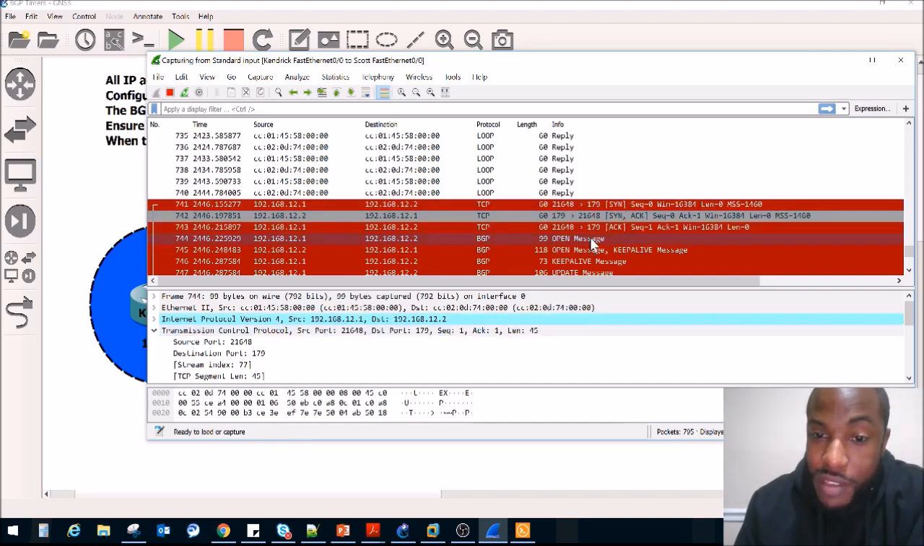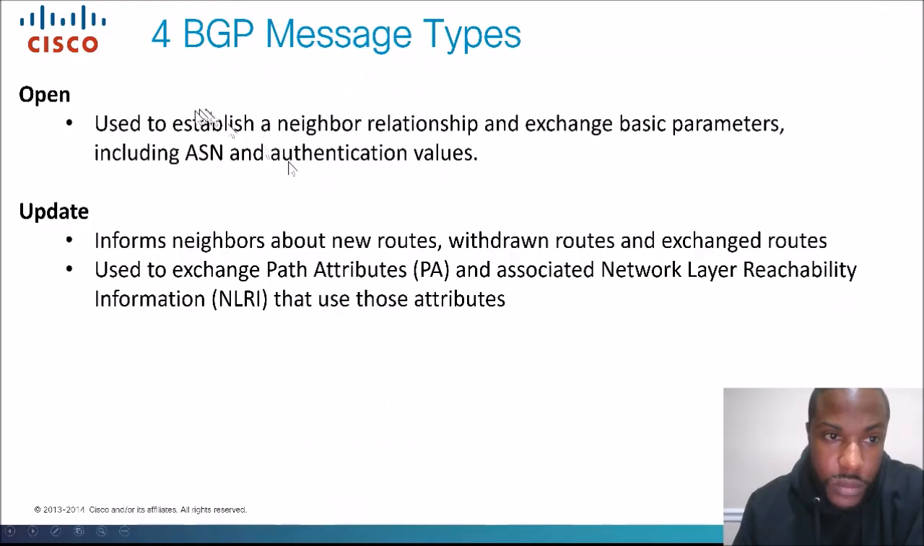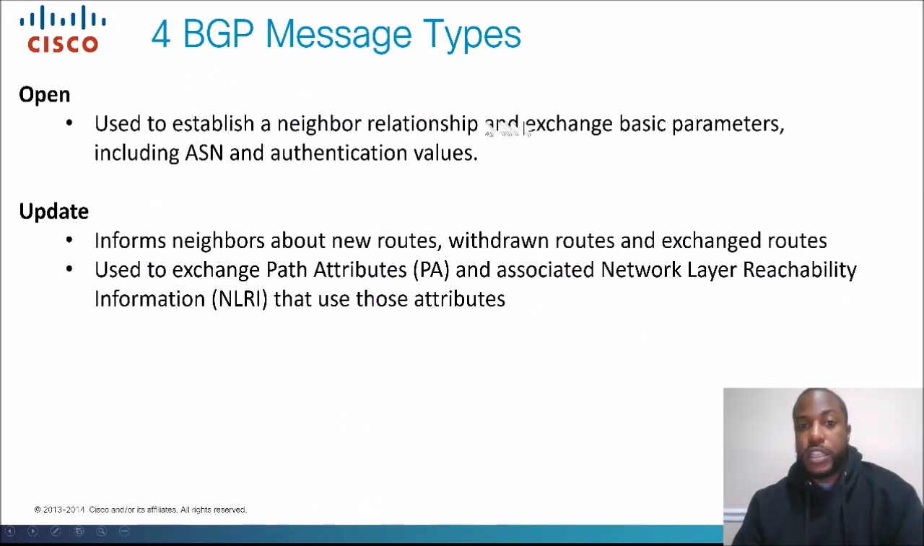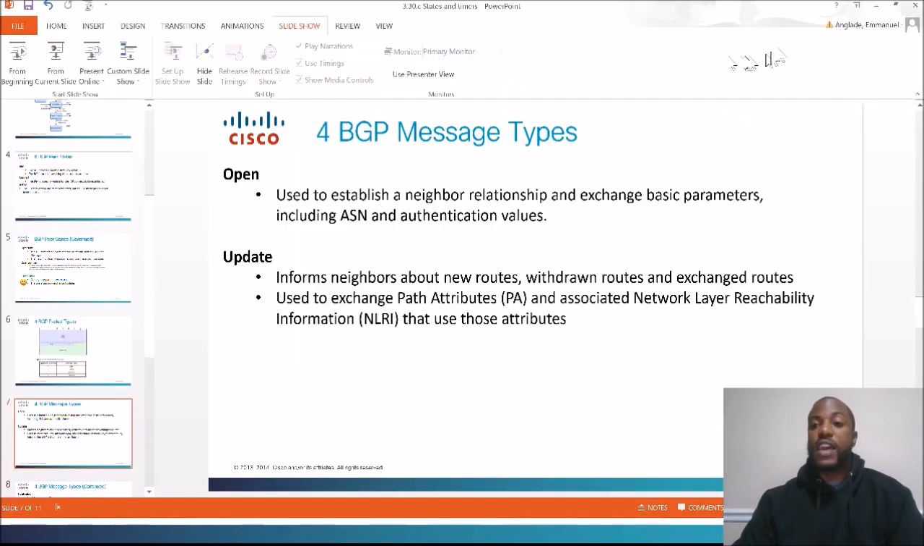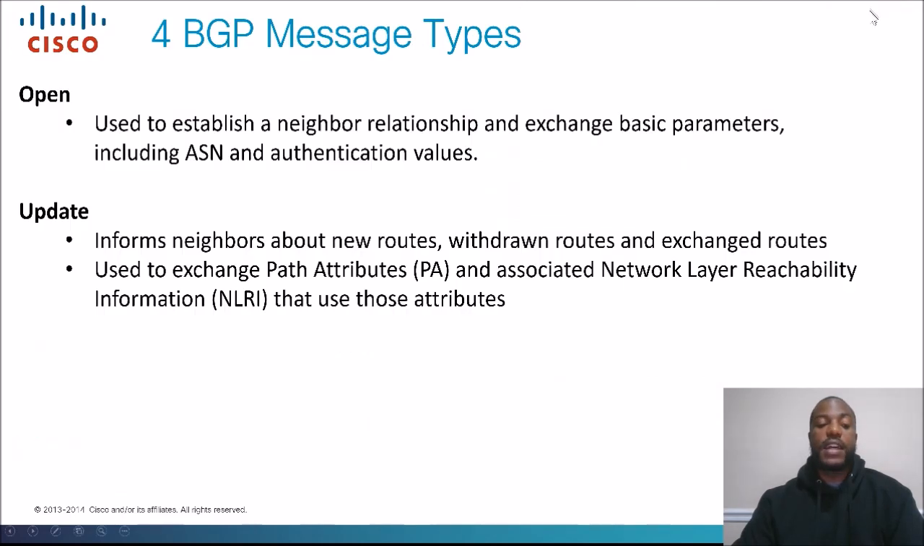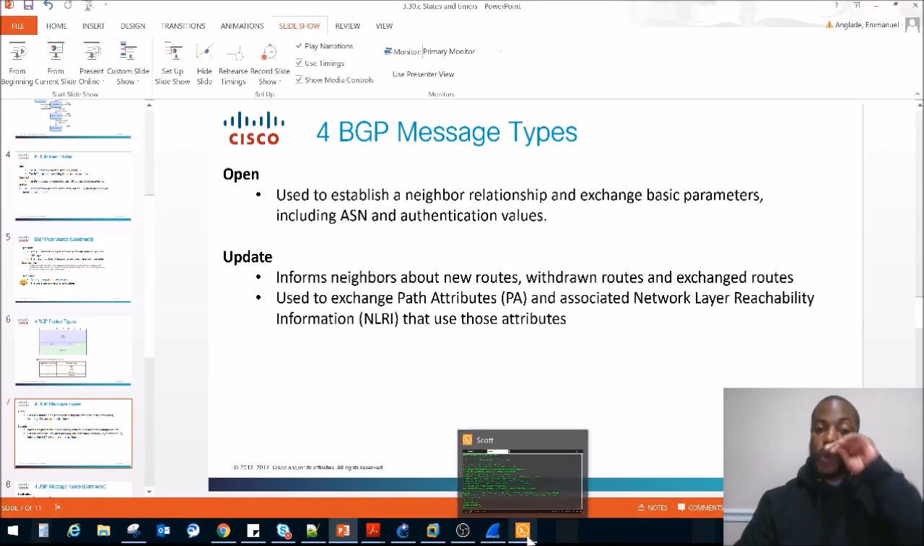Then we got the open message that we mentioned from before. What does that do? The open is used to establish a neighbor relationship and exchange basic parameters, including ASN and authentication values. We didn't have any authentication on that, but that's what would be in there.